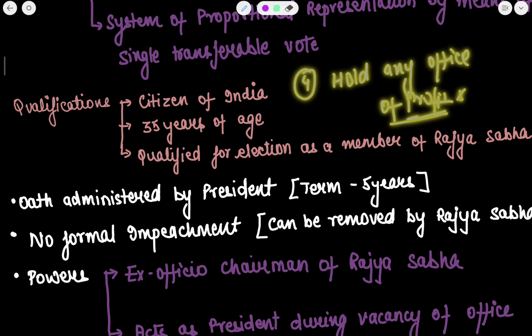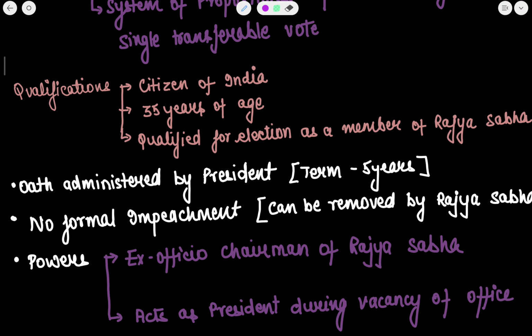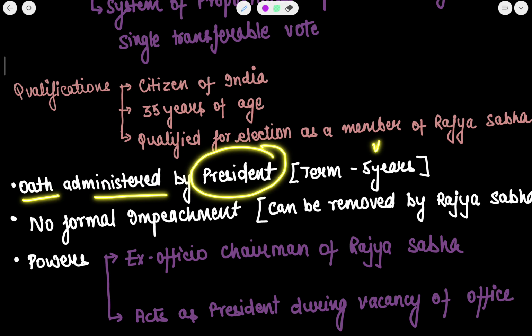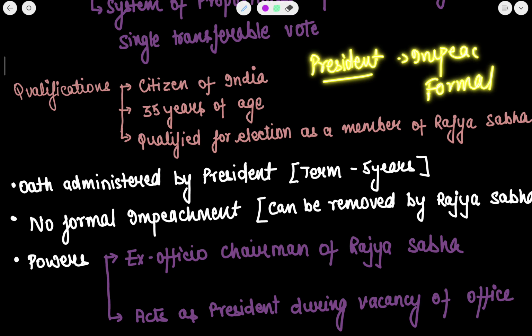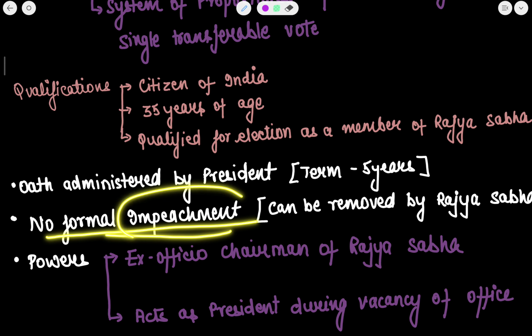Okay, now the oath of the Vice President is administered by the President. The normal tenure of the Vice President is around 5 years. This you need to know. Also, as we have studied, there is a formal process for the impeachment of the President, for not abiding by the Constitution. No such formal impeachment is there for the Vice President.